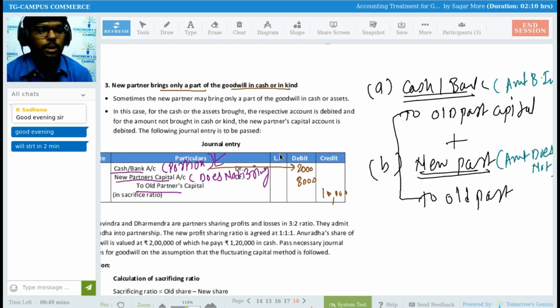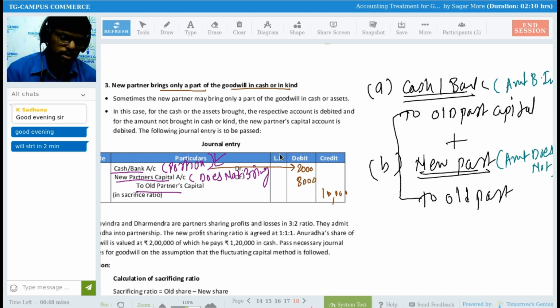So the new partner needs to bring how much? 2 lakhs. Out of 2 lakh, how much is he bringing? For example, he is bringing only 1,20,000. So I will be debiting cash or bank account for 1,20,000, and I will be debiting the new partner's capital account for 80,000. The entire 2 lakh rupees I will be distributing between the sacrificing old partners in their sacrifice ratio. Getting it now?